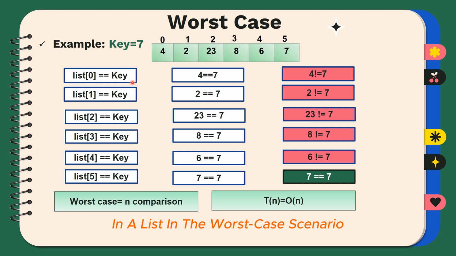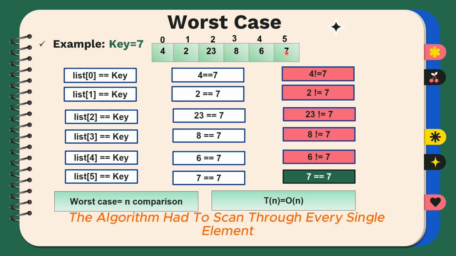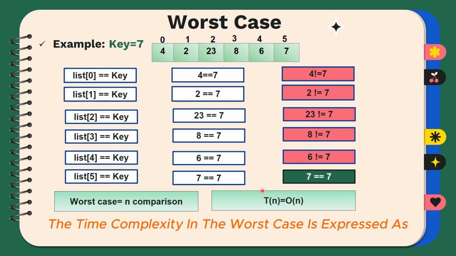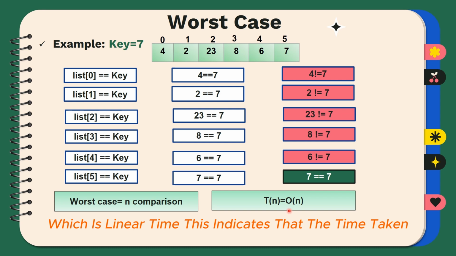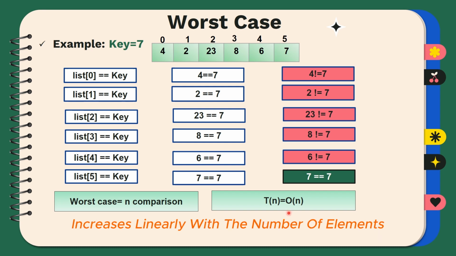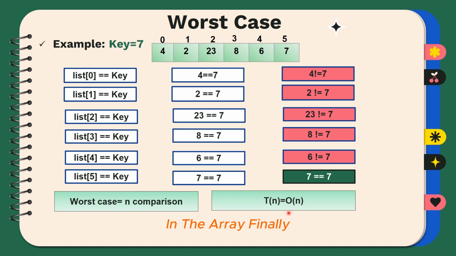In the worst case scenario, the algorithm had to check all 6 elements in the array before finding the target at the last index. Since the algorithm had to scan through every single element, the time complexity in the worst case is expressed as T of n equal to big O of n, which is linear time. This indicates that the time taken increases linearly with the number of elements in the array.